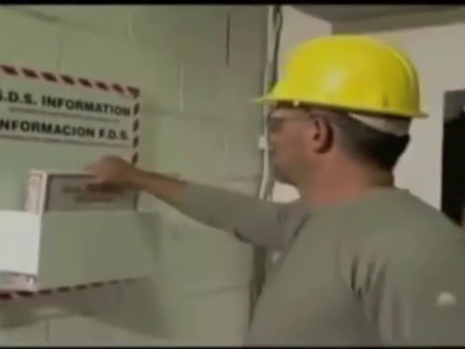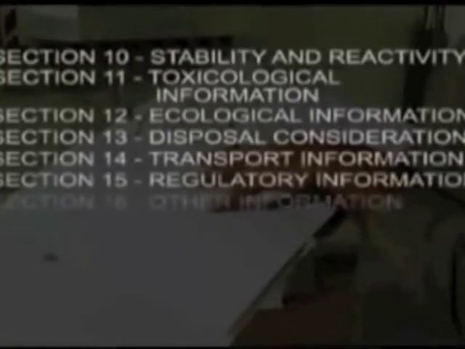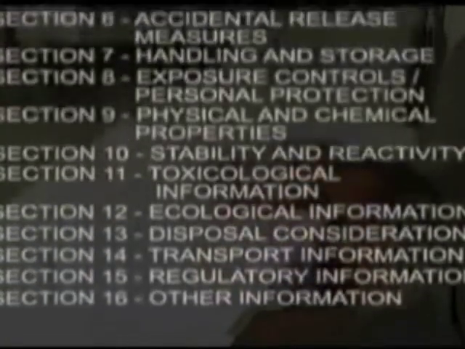SDSs are arranged in a very specific order with specific headings for each of 16 sections. Every section must be listed in the SDS, in order, even if there is no available information on that topic.